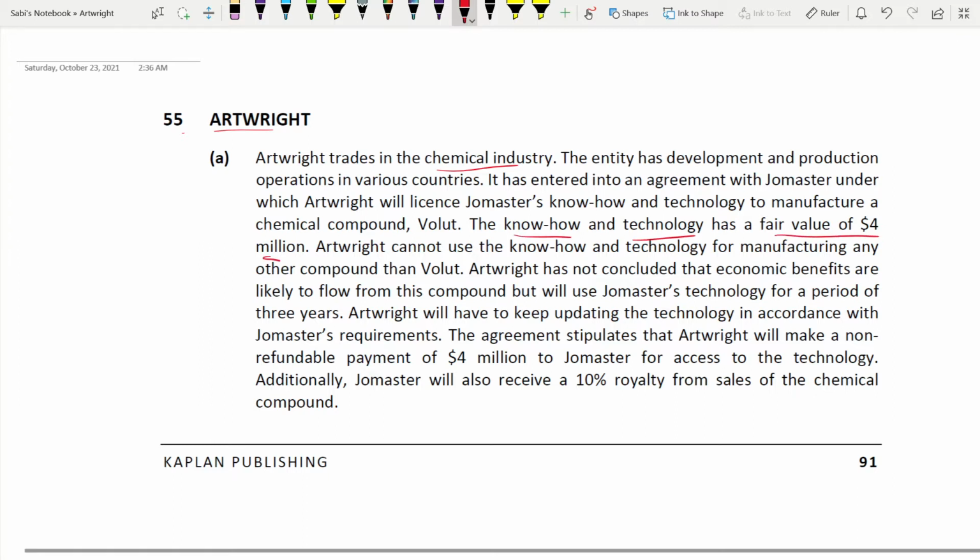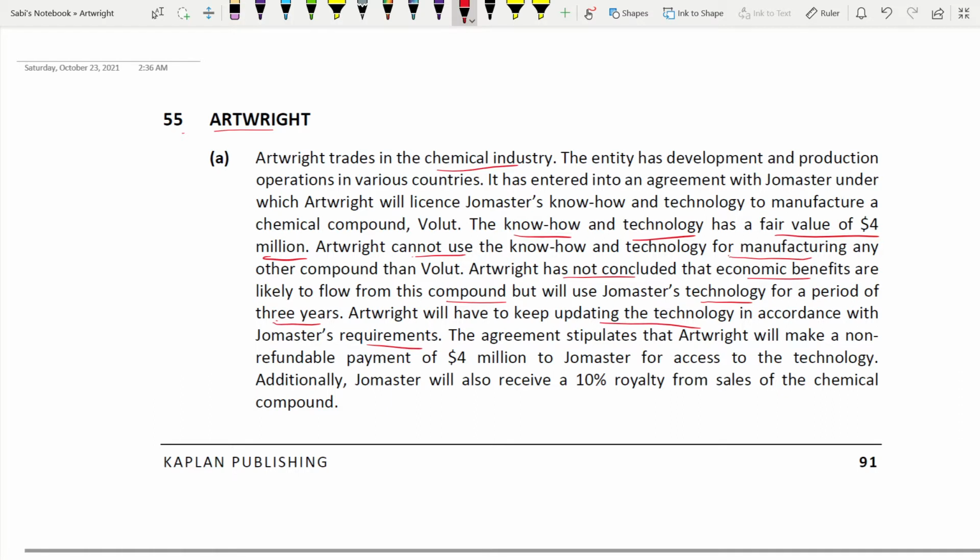Artwright cannot use the know-how and technology for manufacturing any other compound than this one. You can only use it for the specific purpose. Artwright has not concluded that economic benefits are likely to flow from this compound, but will use the technology for a period of 3 years. Artwright will have to keep updating the technology in accordance with Geomaster's requirements.